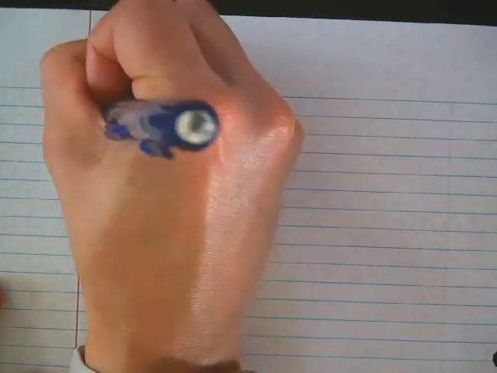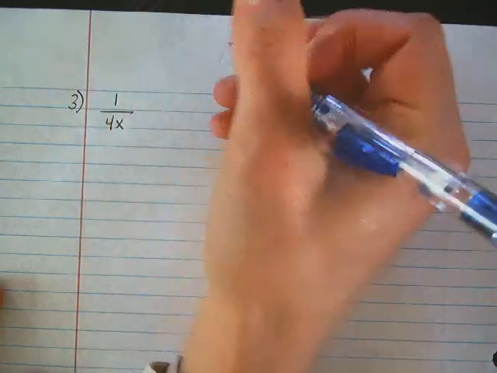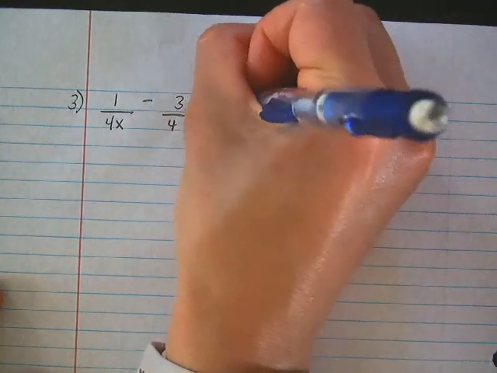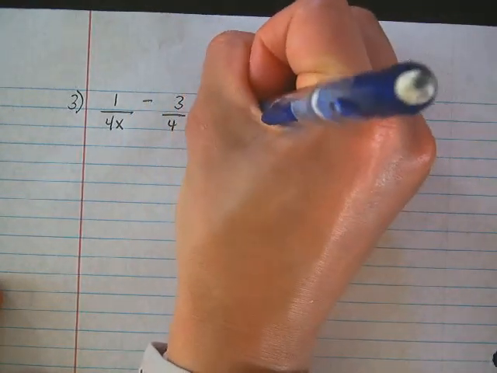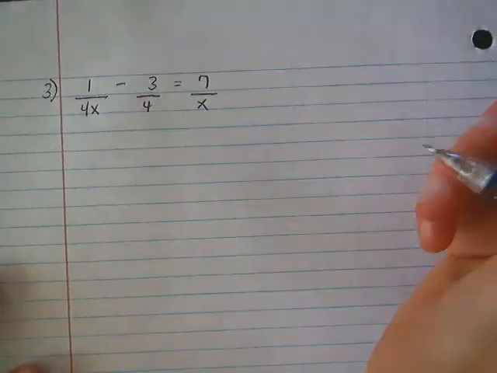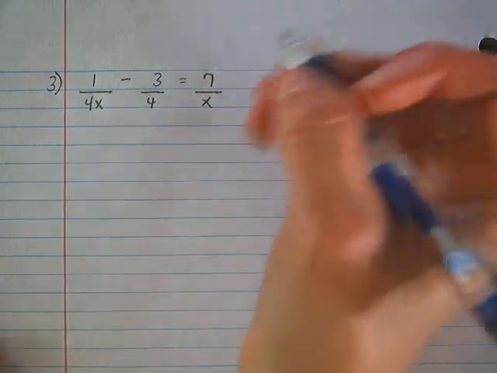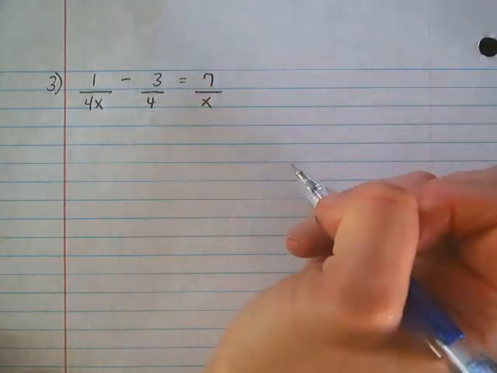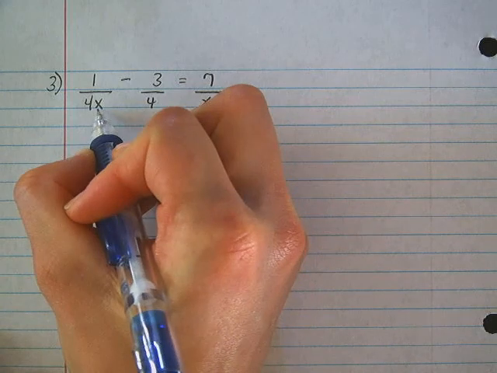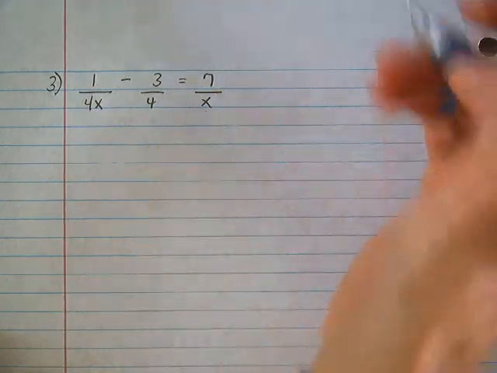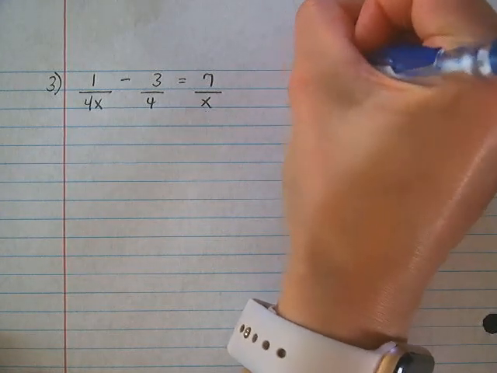So let's say that we have 1 over 4x minus 3 over 4 equals 7 over x. Okay, notice we have a denominator that has a variable in it. Okay, when we have that, you want to go ahead and think about what number x could not be equal to, so that we don't end up with a 0 on the bottom.